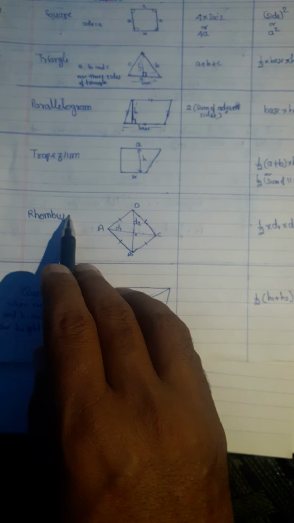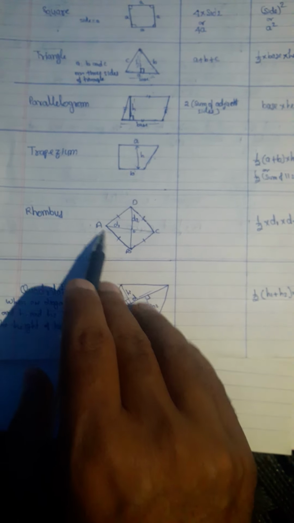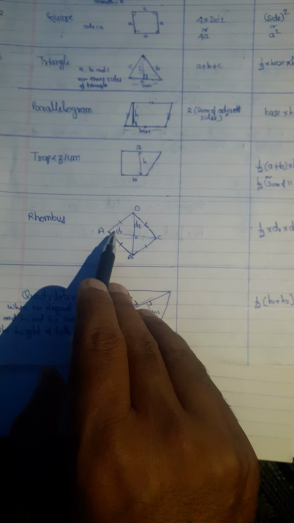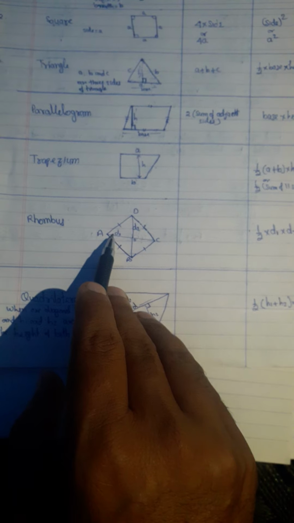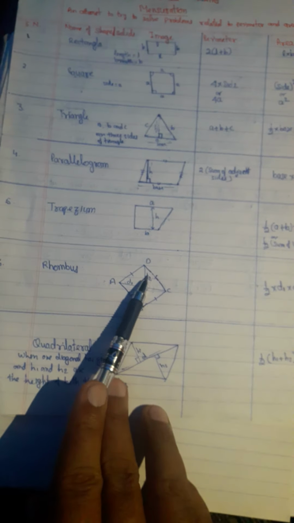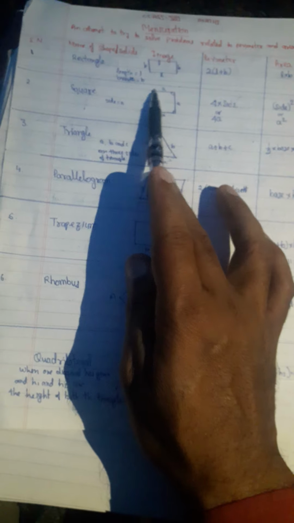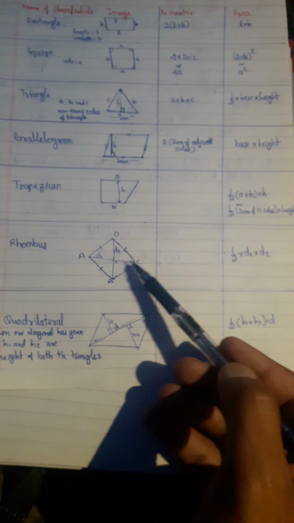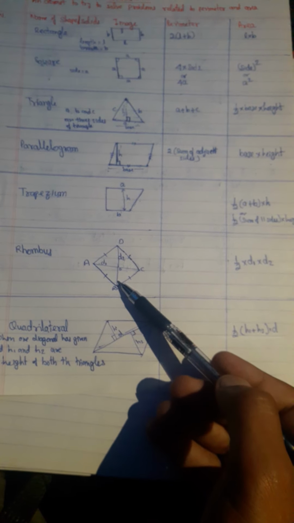Then another figure is known as the rhombus. In a rhombus, all 4 sides are equal, but each angle is not 90 degrees, not a right angle. In the square also all sides are equal. In the rhombus also all sides are equal. The main difference is that in the square each angle is a right angle, but in the rhombus each angle is not a right angle. This is the main difference.